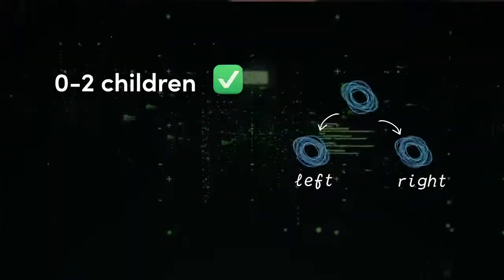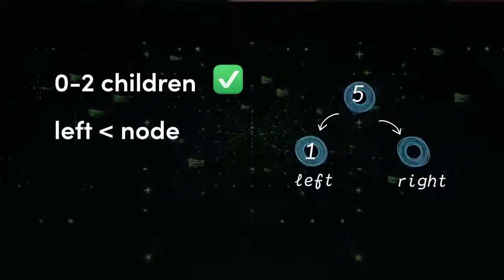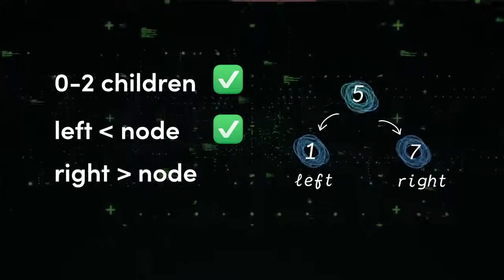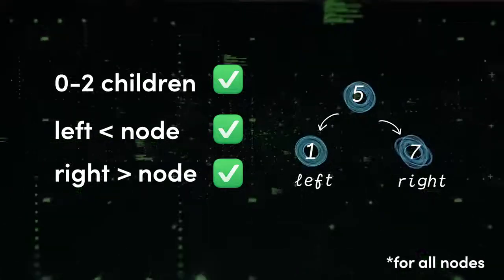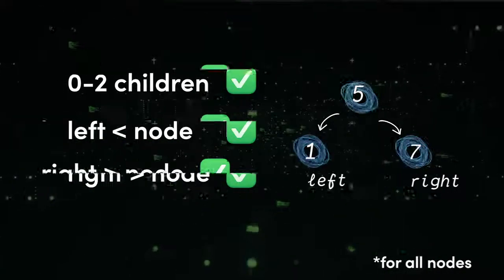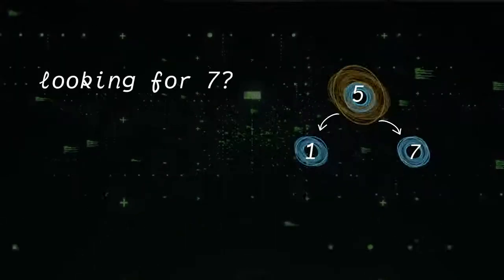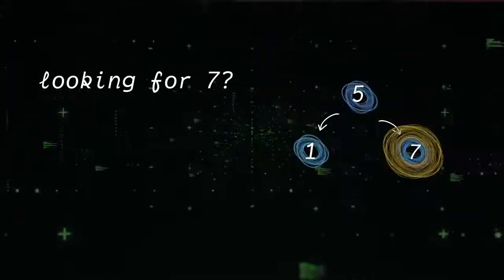Each node can only have maximum 2 children, left and right. The left has to be less than the node, and the right has to be more. With these rules in place, we can traverse through our tree and always kind of know where an element is. So if I had a 5 at the top and I was looking for 7, I would know it's either to the right or not in my tree at all.